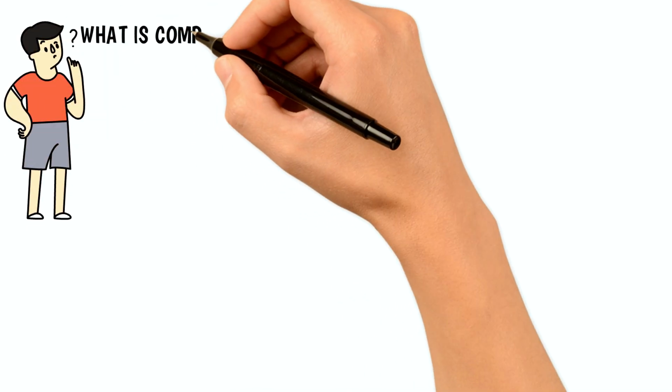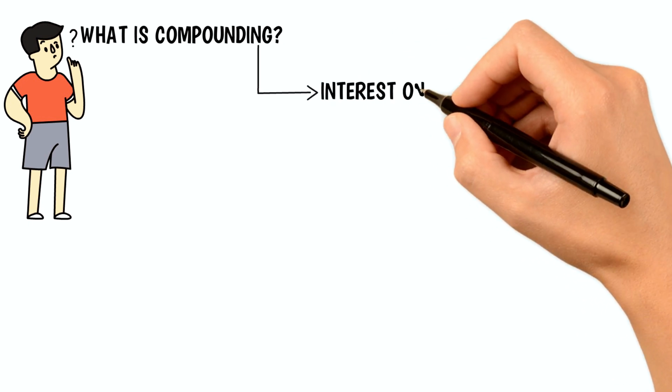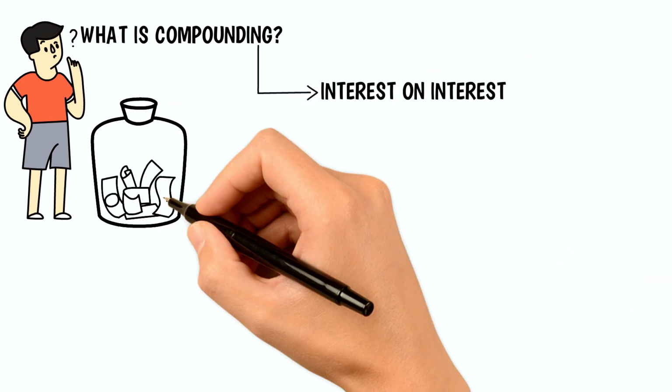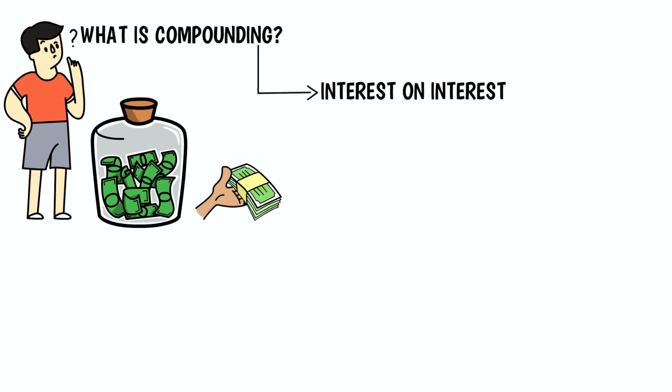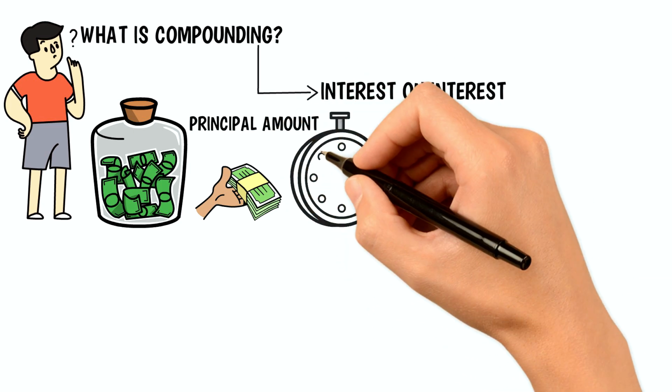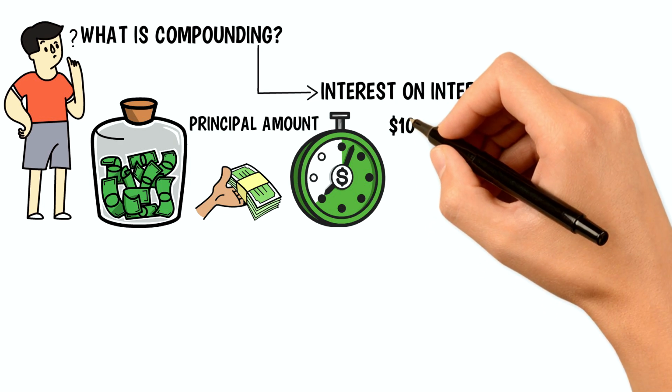So the first question, what is compounding? Compounding interest is often referred to as interest on interest. Unlike simple interest, where you only earn interest on the initial principal amount, compounding interest lets you earn interest on both the principal amount and the accumulated interest from previous periods. Let's see one practical example.